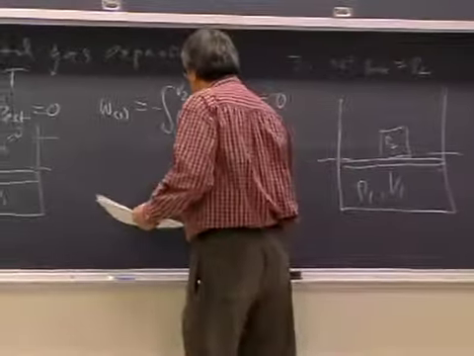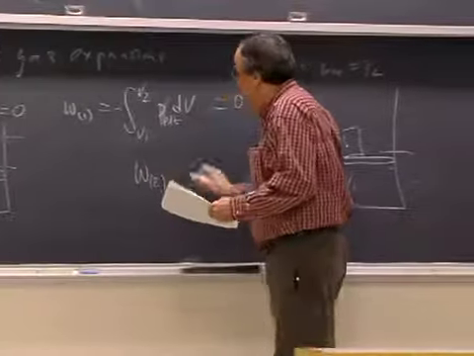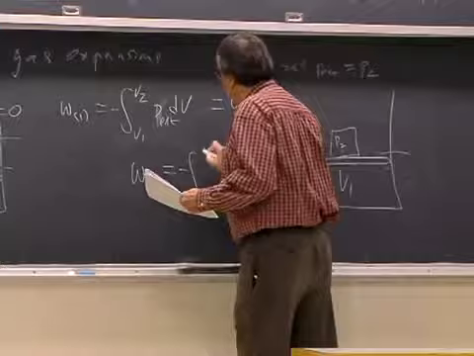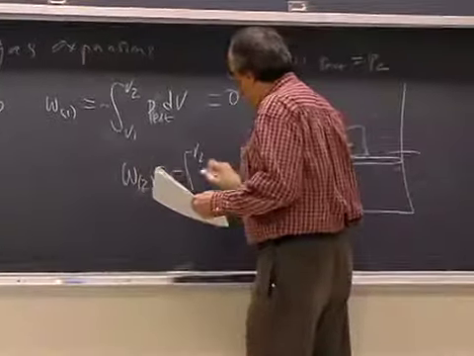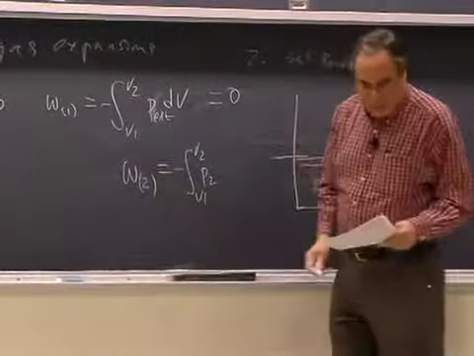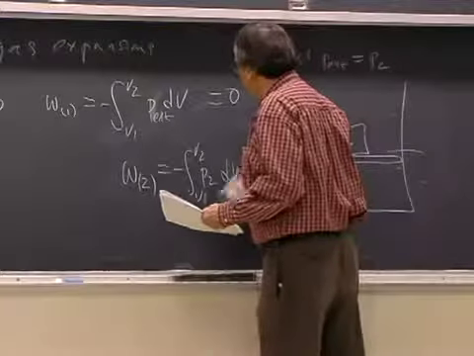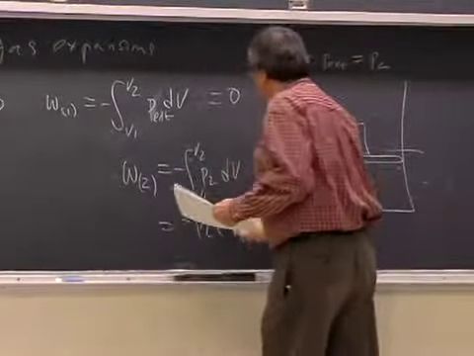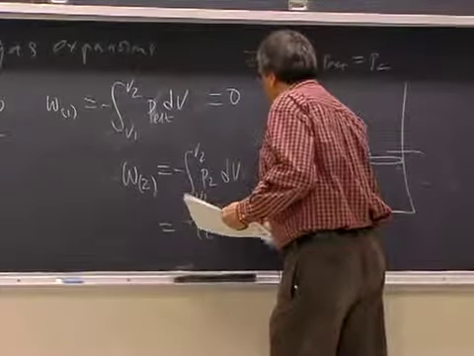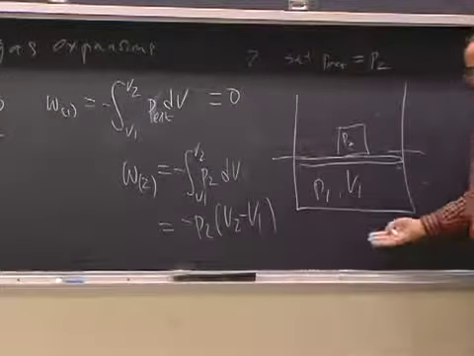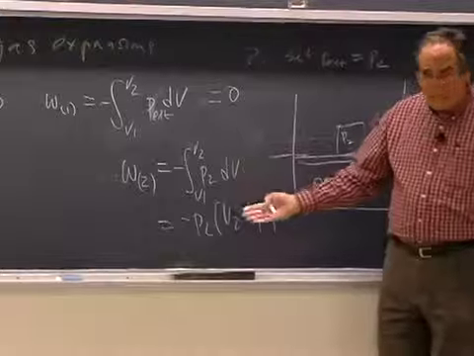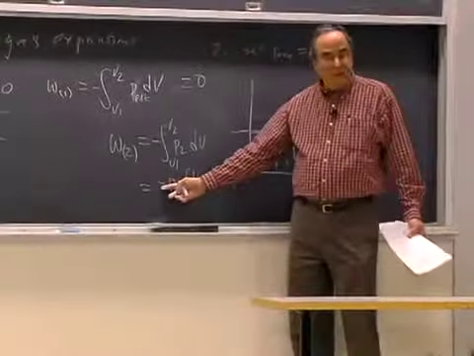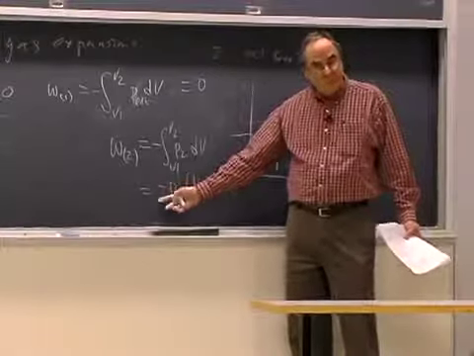The work for that process is going to be minus the integral from V1 to V2 of P2, because that's what we chose P external to be, dV. And that's going to be minus P2 times (V2 minus V1). That's the work. V2 is larger than V1, and so this quantity here is positive, and we have a negative sign because the system did work.